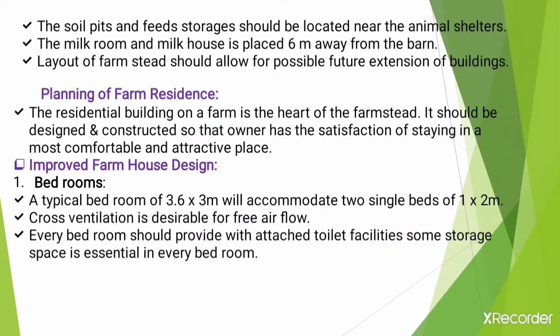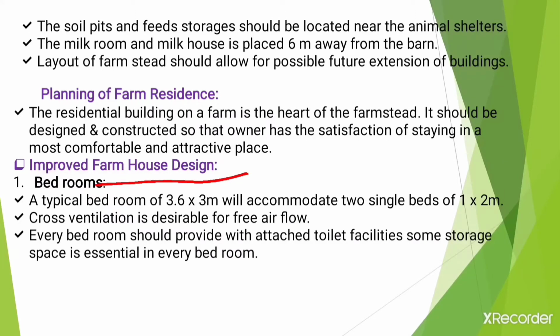Now the next point, that is improved farmhouse design or layout of the farmhouse. It includes different types of rooms like bedrooms, kitchen, living room, drawing room, etc., and different requirements like walls, windows, then doors, etc., with their specifications, dimensions, etc. Now let's start with the first room, that is the bedroom.